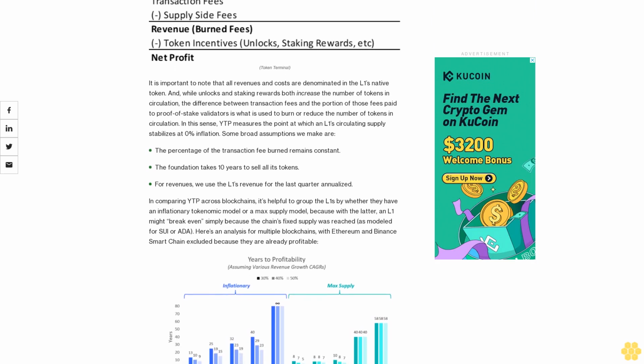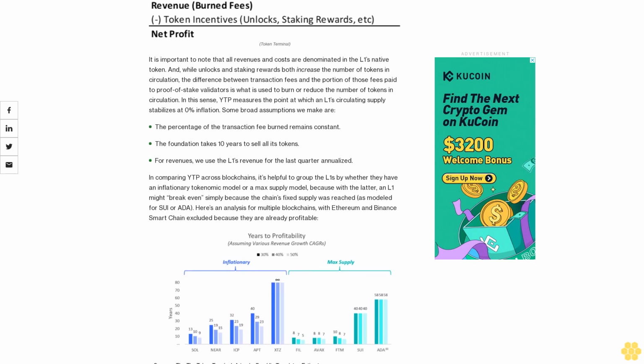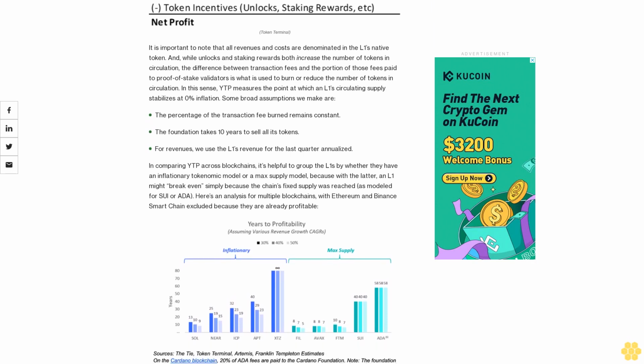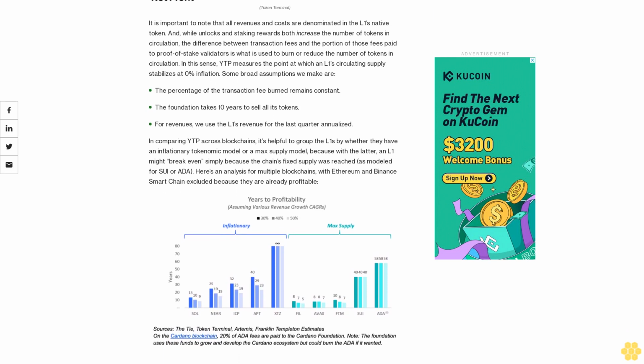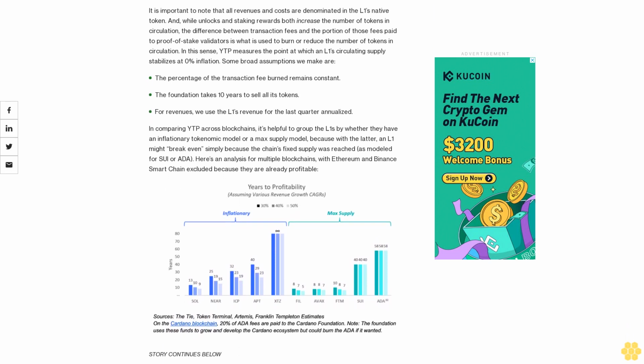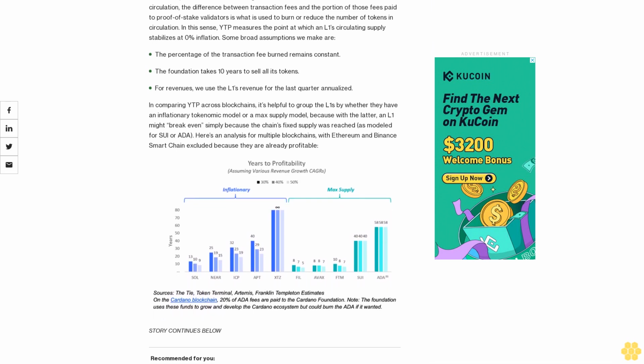And while unlocks and staking rewards both increase the number of tokens in circulation, the difference between transaction fees and the portion of those fees paid to proof-of-stake validators is what is used to burn, or reduce, the number of tokens in circulation. In this sense, YTP measures the point at which an L1's circulating supply stabilizes at 0% inflation.